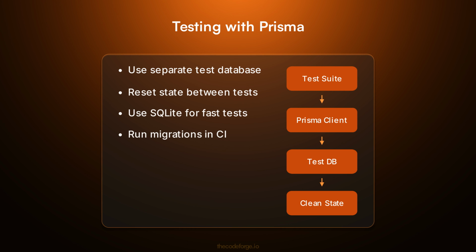In production, generate Prisma Client during the build step. Use a connection pooler for serverless environments. This Docker file generates Prisma Client during the build stage to avoid runtime generation.